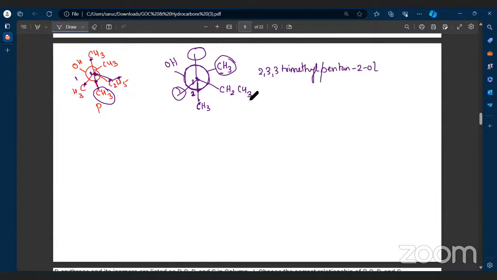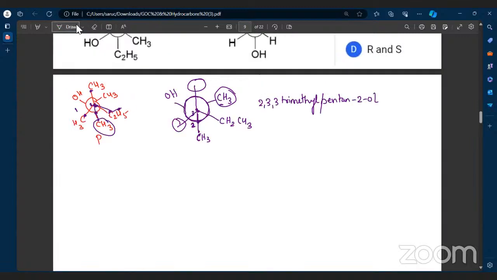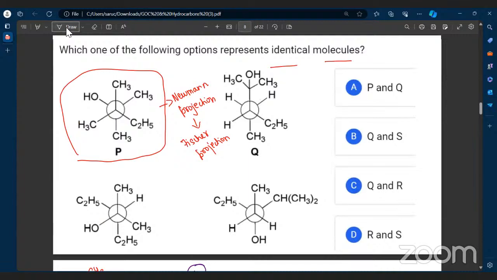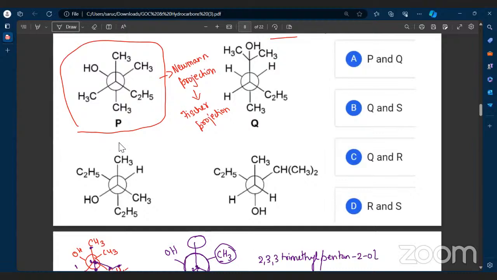Okay. Now to the second one. Can I write the name for the second one and show the question? This is how you have to write the names. So the first one I'll write is 2, 3, 3-trimethylpentan-2-ol. What is the name for the second one? All these are for the same isomer only. So pentan-2-ol is going to remain the same. Only the substituent is going to differ.